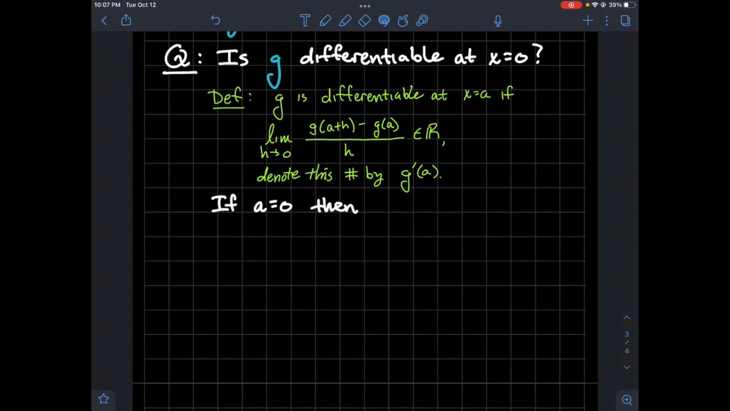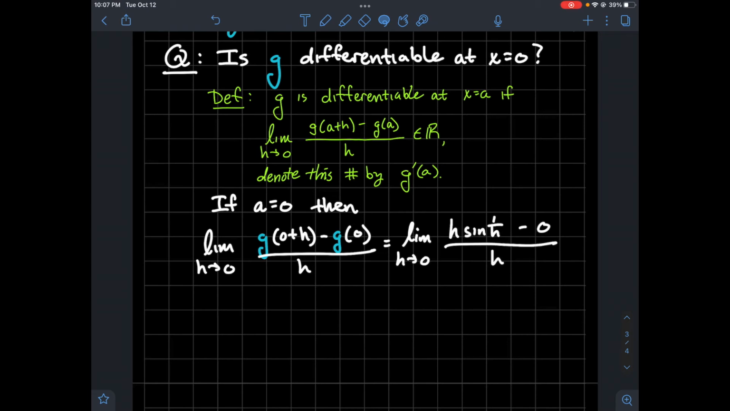Now what's going on at a equals 0? Let's compute this limit. The limit as h goes to 0 of g of 0 plus h minus g of 0, over h. That should be the limit as h goes to 0 of h times sine of 1 over h. That's the first part, which is really g of h, right? Minus g of 0, so that's the 0 there on the right, all divided by h. And what I hope you notice is that the h's cancel. So I'm just left with the limit as h goes to 0 of sine of 1 over h. But what we talked about in the previous problem is that that limit doesn't exist. So this limit doesn't exist.